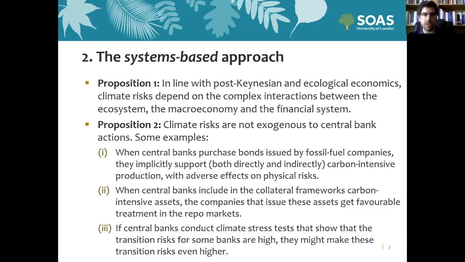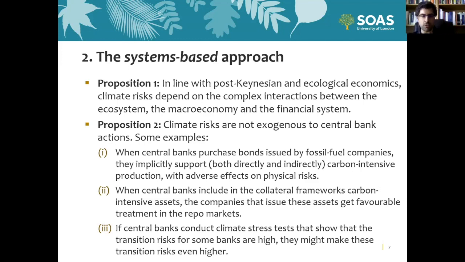Now, let me turn to what I call a systems-based approach. As I said before, this is in line, in my view, with post-Keynesian and ecological economics. The starting point of this approach is that climate risks depend on very complex interactions between different types of systems. Here I'm referring primarily to the ecosystem, the macroeconomy, and the financial system. We cannot actually understand this risk without understanding these interactions. So this is very much in line with what Romain said before.